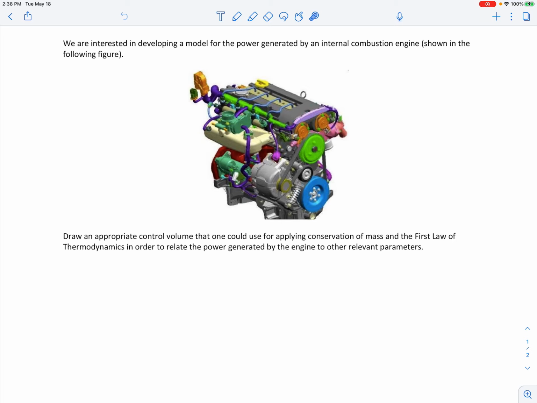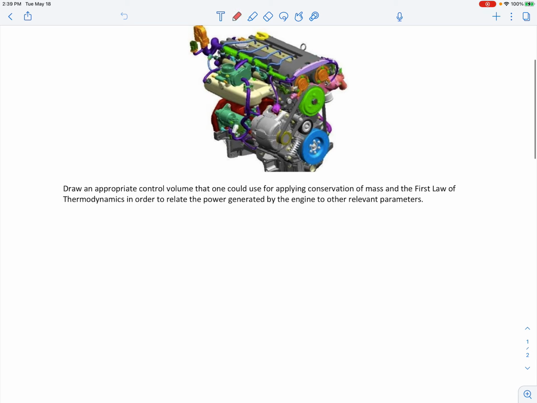So we want to just keep track of the mass coming in and out of the engine, as well as the energy exchanges between the engine and the surroundings. So the way we're going to draw this is I'm just going to draw the engine as a block here, just to make it an easy schematic. And I'm going to draw a control volume around the engine, and then just schematically show the different mass and energy transfers occurring with the engine.